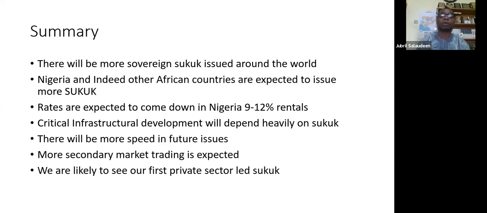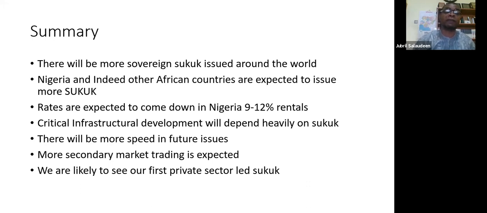Okay, so based on my time, I'll try and do a summary. There will be more sovereign sukuk issued around the world. We expect that there will be more and more sovereign sukuk offered around the world from 2021. Nigeria and indeed other African countries are expected to issue more sukuk because we're going to have a lot of budget deficit. Remember, the economy went into recession 3 times in the course of 2020. So it's just recovering now at minus 3.67.